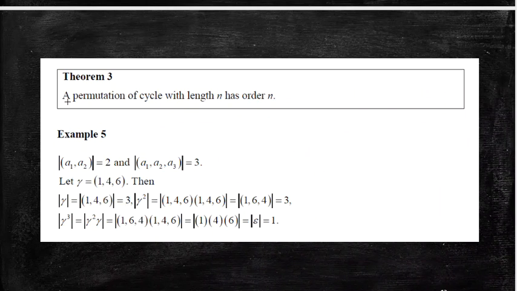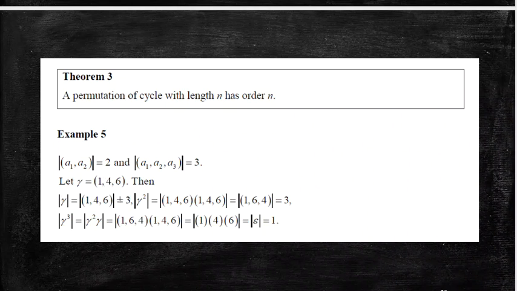Now, based on Theorem 3, a cycle of length n has order n. We can find it in example 5. For example, we have the cycle (a1 a2), which means the order of this is 2. The cycle (a1 a2 a3): the order of this cycle is 3. So let gamma be (1 4 6). This is an example, and for gamma, the cycle (1 4 6), we have the order of gamma as 1, 2, 3.